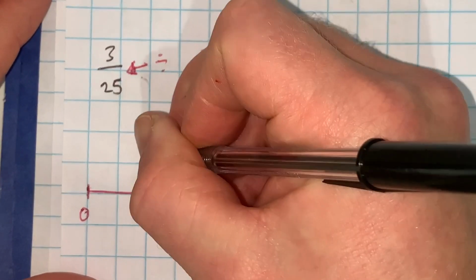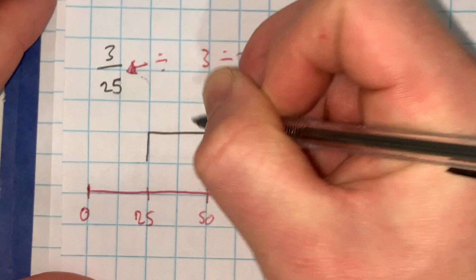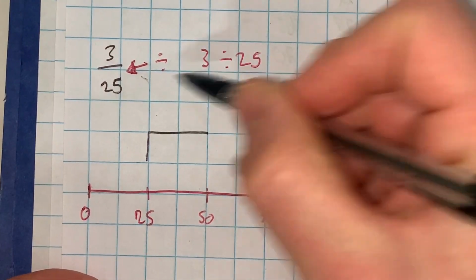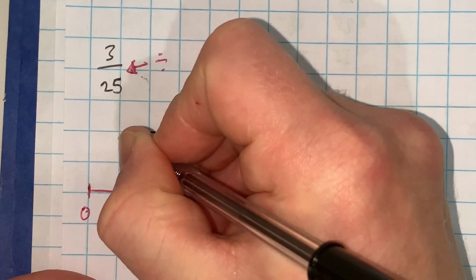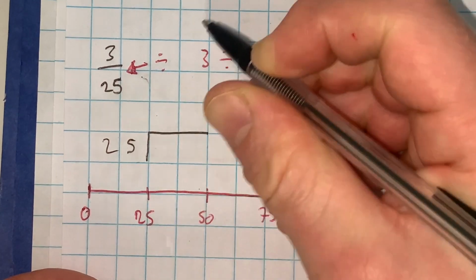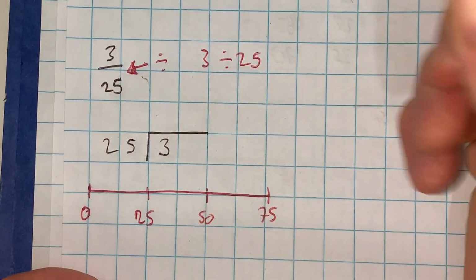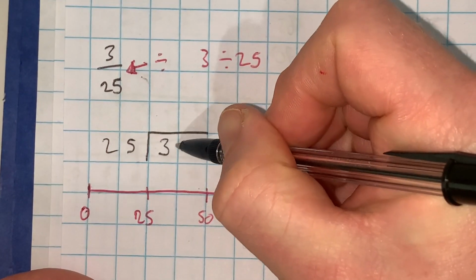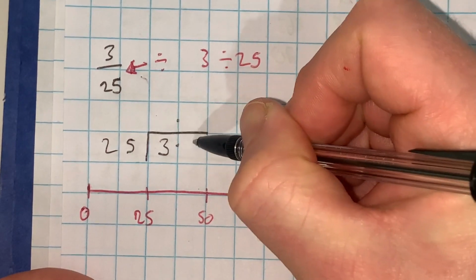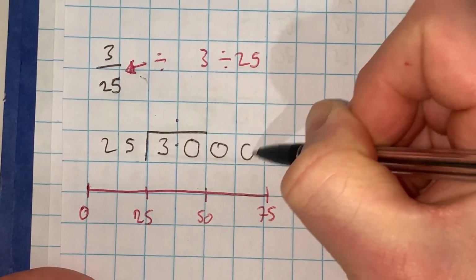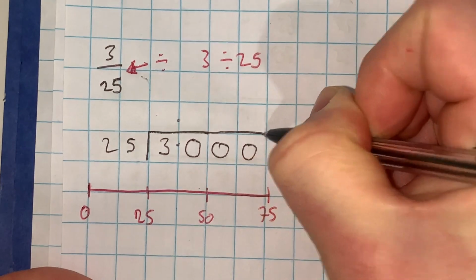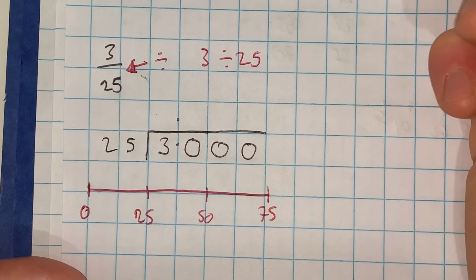So remember, the number on the outside has got to be the number you're dividing by, which is the number on the bottom of the fraction. So that's the number 25. Now, hopefully we all know 25 is way too big to fit into the number 3. So I'm just going to put my decimal in and keep adding a couple of zeros. I might not need all of them, but we're just going to go with it for now.